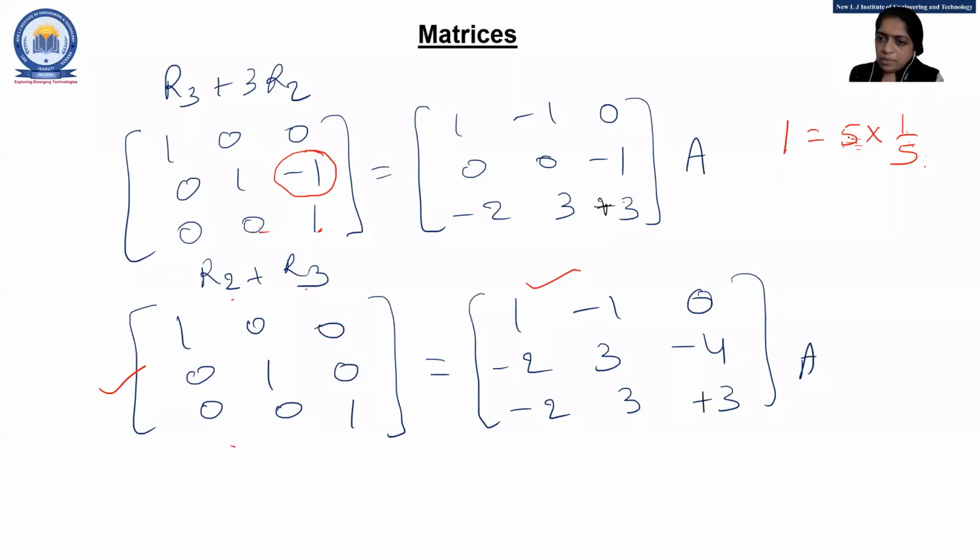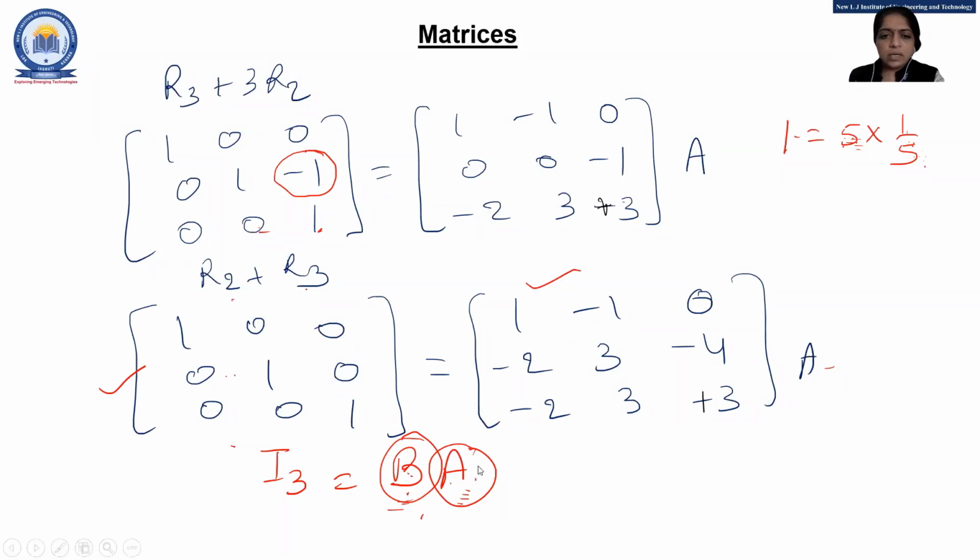Because multiplication of 5 into 1 by 5 is 1. Similarly, this is my identity matrix, right? So whatever matrix I found here, I call it B, and this is my A. So this A and B are inverse of each other. A is the given matrix, we get matrix B, so B is the inverse of A.